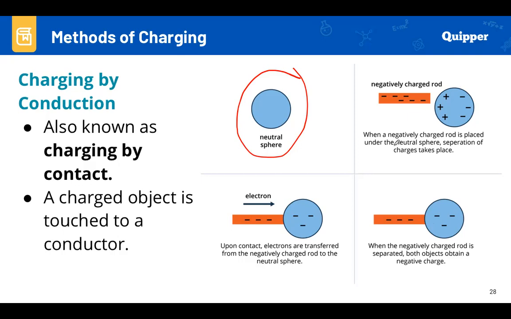Pag meron lang tayong, kumbaga, a blank or a zero space, okay? And if this space is inserted mo siya ng positive tsaka negative, just like this one. Ayan. So, pwedeng i-attract ni rod na to yung mga negatives na nandito. Pwede niyang kunin lahat dyan. And that is what will happen if we have a negatively charged thing placed under the neutral sphere. Okay, separation of charges takes place.